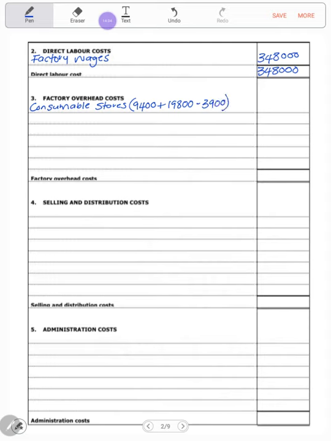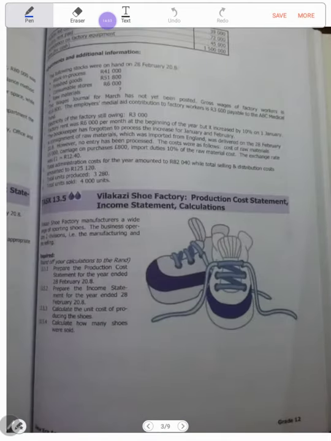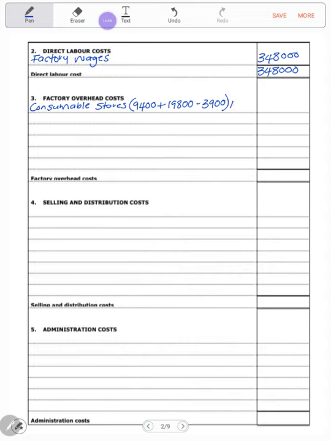3,900. Okay. Now remember, ladies and gentlemen, we had additional information on consumable stores. They told us that 75% of consumable stores are used in the factory. So we've done that calculation, but of this only 75% of the value will be used in your factory. If you work it out, you should get 18,975 Rand.